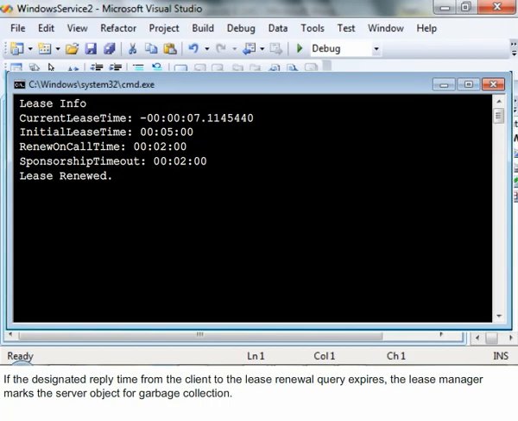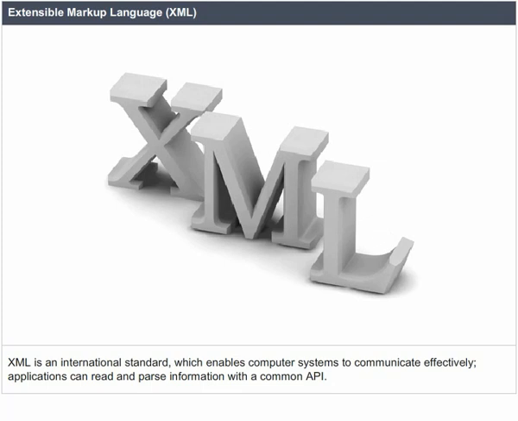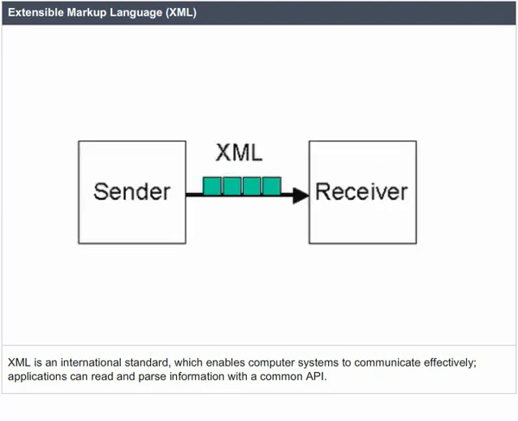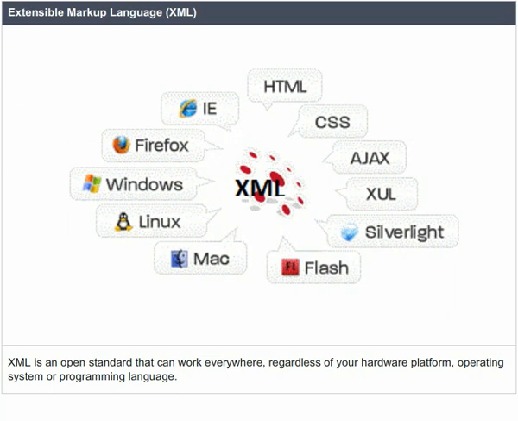Extensible Markup Language (XML). XML is an international standard which enables computer systems to communicate effectively. Applications can read and pass information with a common API. XML is an open standard that can work anywhere, regardless of your hardware platform, operating system, or programming language.